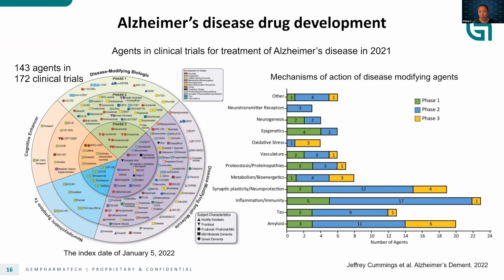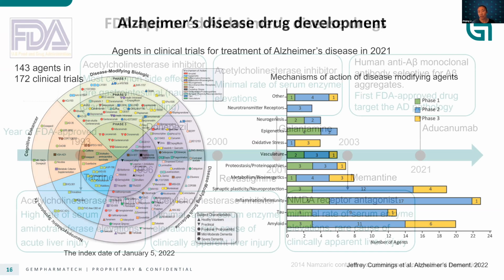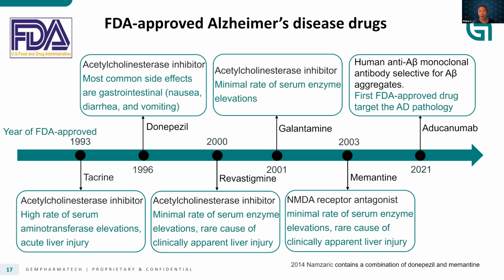On the right side, as you can see, in addition to the very prevalent tau and amyloid hypotheses, there are also other mechanisms of action that these potential disease-modifying agents can use to help Alzheimer's, for example, synaptic plasticity or neuroprotection, or agents that can alleviate inflammation in the patients. Here's a summary of the 6 FDA-approved agents for AD up to now. 4 of them are acetylcholinesterase inhibitors, one is an NMDA receptor antagonist, and finally, the monoclonal antibody that was conditionally approved for beta amyloid.